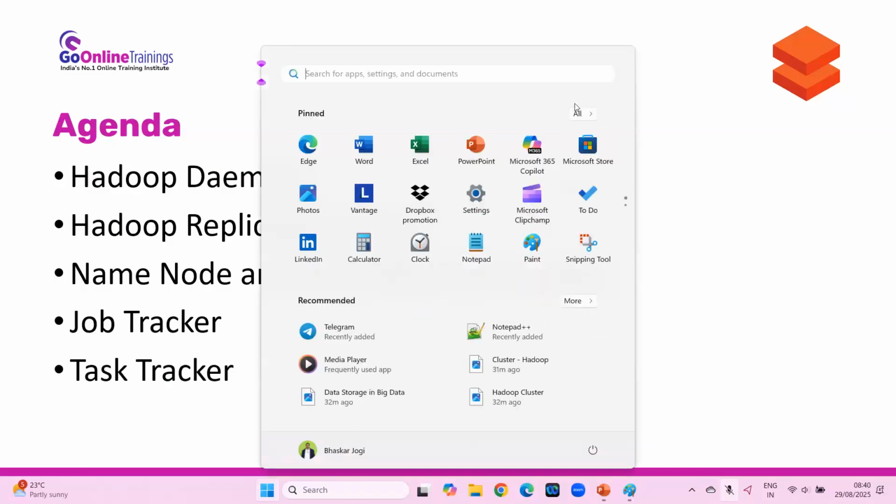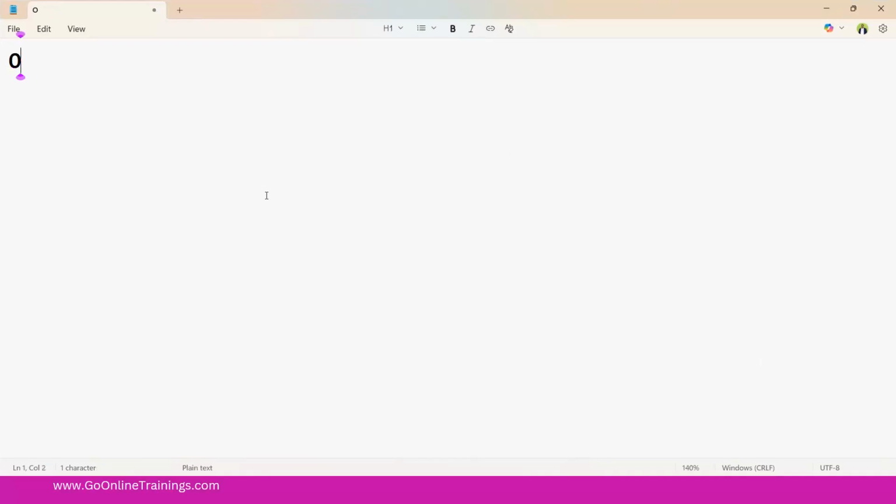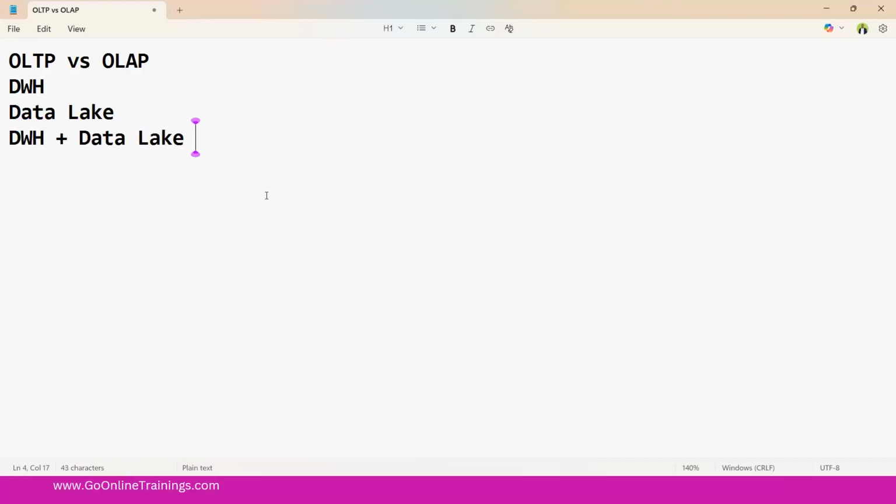So yesterday I was talking about a couple of points. What was yesterday's topic? Yesterday I was talking about what is OLTP versus OLAP, and what is data warehousing, and what is data lake. Plus you got a new concept, that is delta lake or lake house, right? So this is the new concept. This is what we have discussed, right?